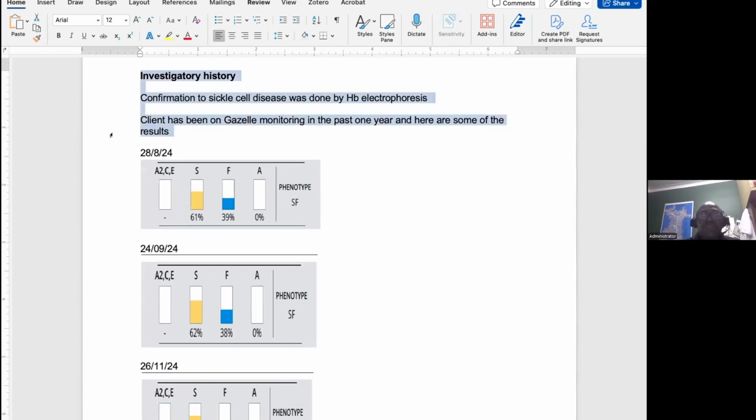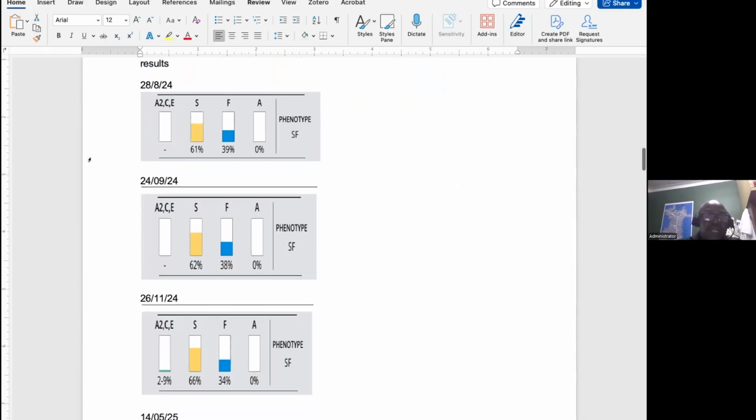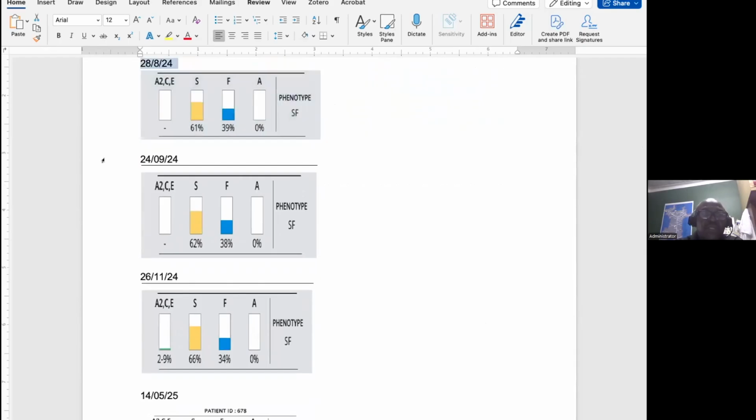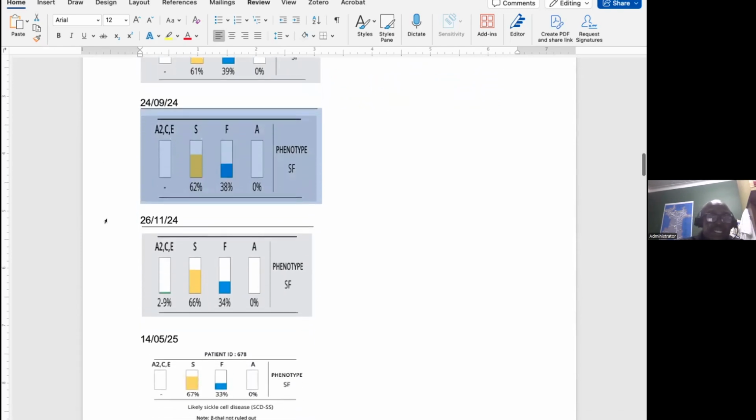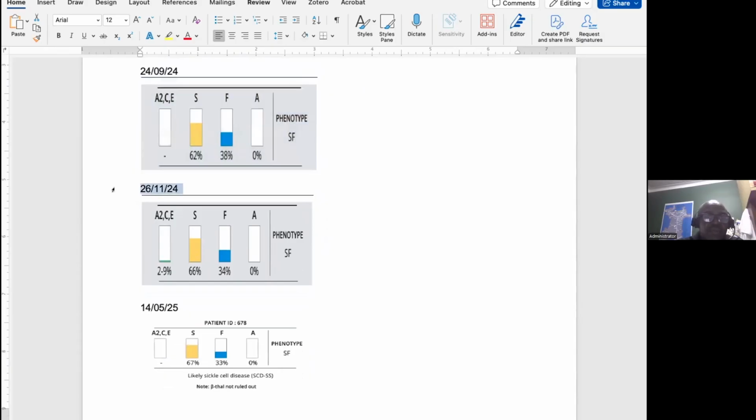In the investigatory history, we have been running a study for gazelle monitoring, and this is one of our clients. We have 3 samples, starting 28th August 24. He had S at 61, F at 30. Then 24 September 24, S was at 62 and F was at 38. That's a reduction. On 26 November 24, S was at 66 and F was at 34. Then on 14th May, S was at 67 and F was at 33.